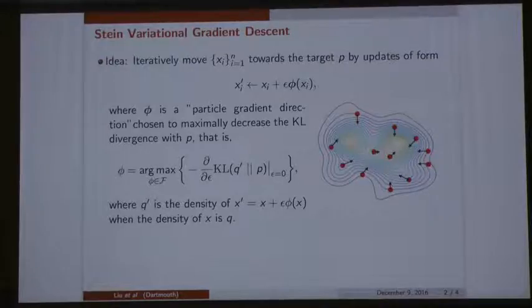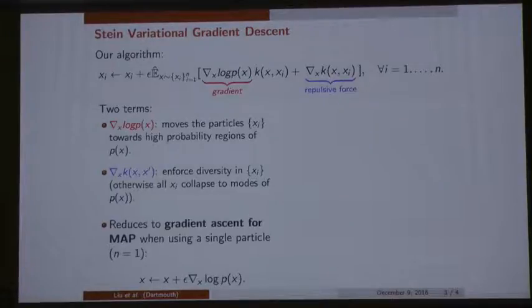So it's an optimization over the function space. What's interesting is that this optimization actually has a closed form solution. Without going into much detail, this is the algorithm we essentially get that can optimally decrease the KL divergence incrementally. It has two terms. The particles are driven by the gradient, which forces the particles to go to the high probability range, as well as a positive force that enforces the particles to be different. A nice property of this algorithm is that it reduces to gradient descent if you only use one particle.